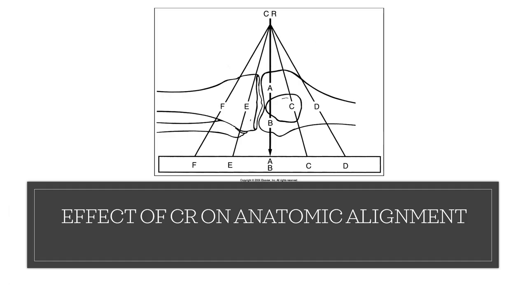Effect of CR on anatomic alignment. Center the CR to the center of the area of interest. Straight X-rays record anatomy at its truest. As it moves away from the CR in all directions, the X-rays record anatomy that diverges and exposes the IR at an angle. In this picture, you see a lateral knee.